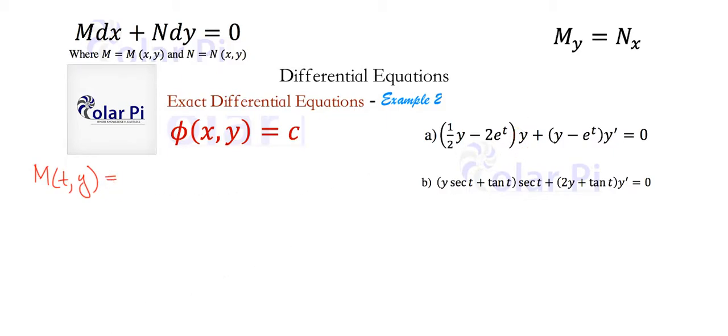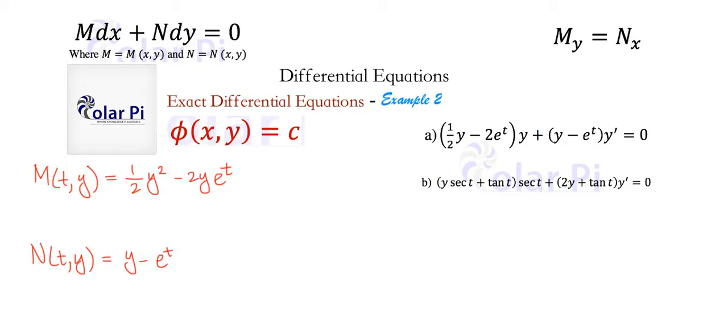Distributing this y so that it's easier to take the partial derivative with respect to y of M. So we distribute that y, right? And we write that M is 1/2 y squared, and then minus 2y e to the t. And then N of t comma y needs no modification, y minus e to the t.